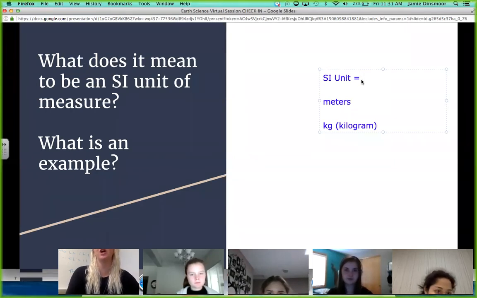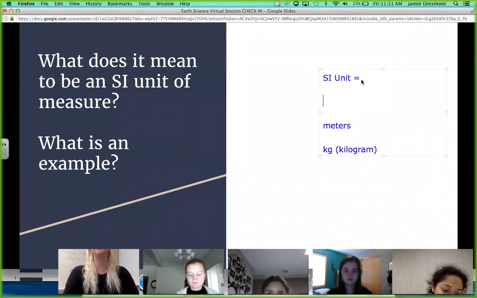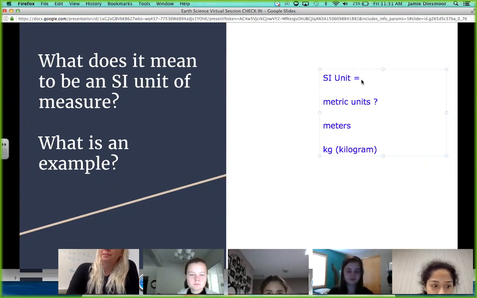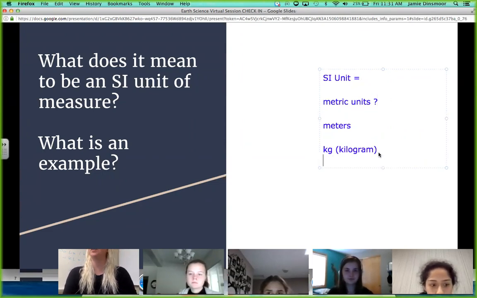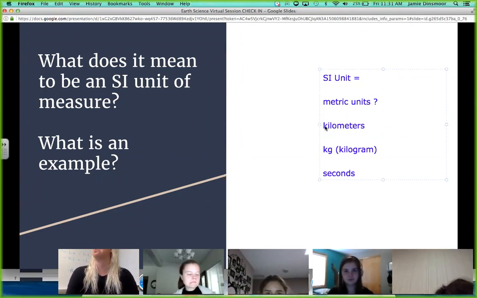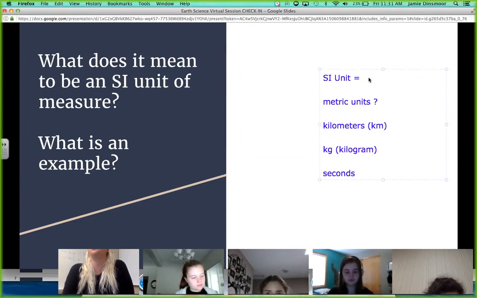Metric units, great job by River recognizing both meters and kilograms are metric units. We'll put a question mark there. For time, it's seconds, good. It should probably be kilometers for here, right? Or is it meters? Still waiting for someone to suggest a definition for SI unit, what that means.